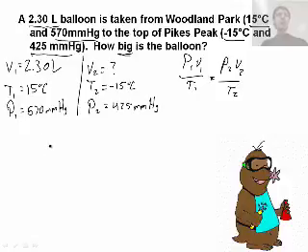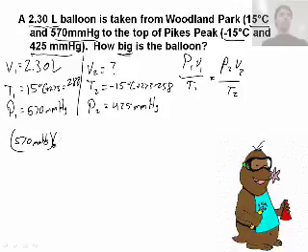Okay, so let's just plug our numbers in. We're going to have to do something first. We have to add 273 to our temp to get Kelvin, because we always use Kelvin. Always Kelvin. So 273 plus 15 gives us 288 for our initial temperature, and then 258 for our final. So let's plug these values into our equation. P1, 570 millimeters mercury.